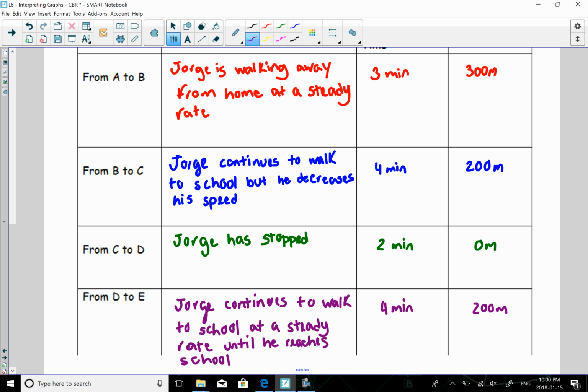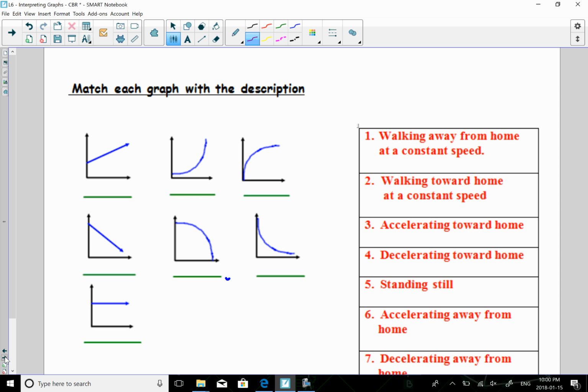Okay, so let's see some more examples. Let's match graphs with descriptions. So I'm gonna match each one. Anything that's a straight line has got to be constant speed, so we're going to look for constant speed. Walking away from home at a constant speed, that's away from home, so that's got to be number one.